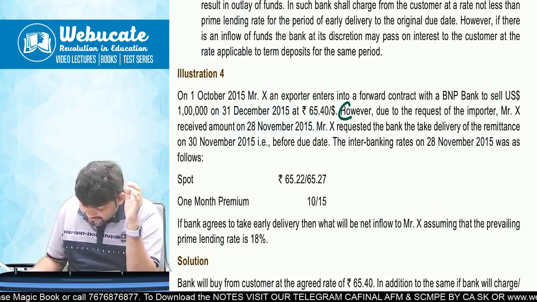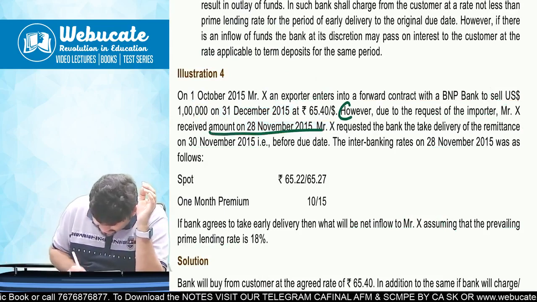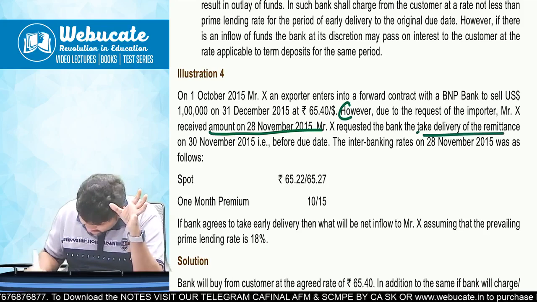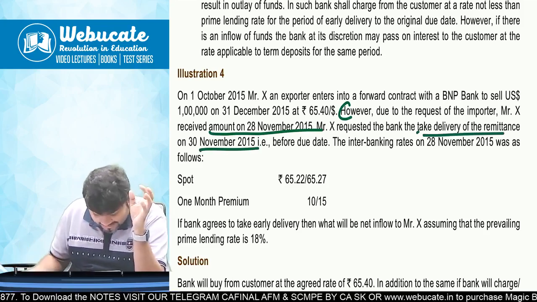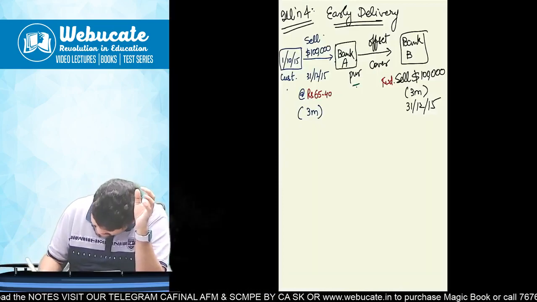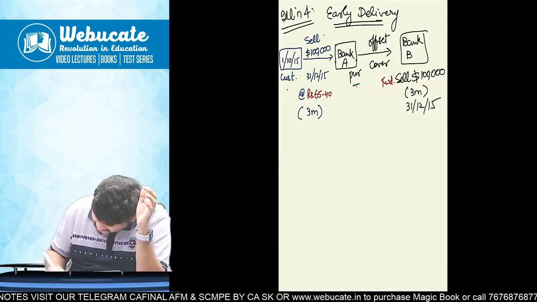Next. However, due to the request of the importer, Mr. X received the amount on 28th. Mr. X requested the bank to take the delivery of the remittance on 30th November. Oh, now, this customer comes to us on 30th November.